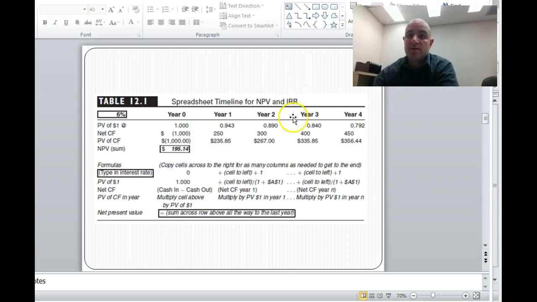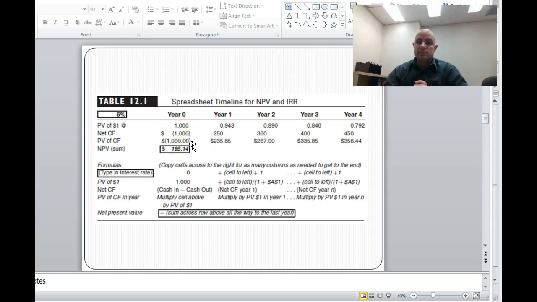Year 2, the present value of $300 is $267. Year 3, $400 is $335.85, and so forth. And so you want to look at all these years in today's dollars. You want to compare your apples to apples. And when you do that, you find the NPV, which is the net present value, to be $195.14, which is the present value of all the gains minus the present value of the cost.